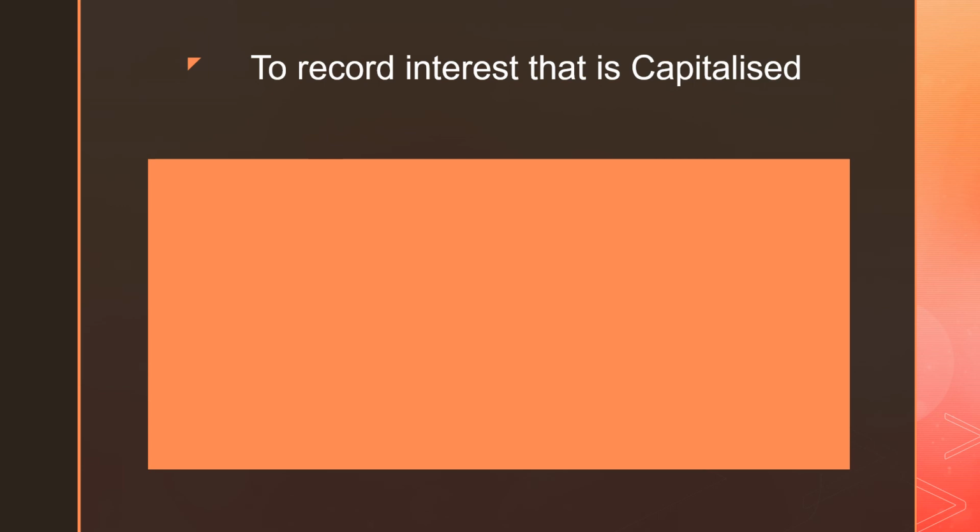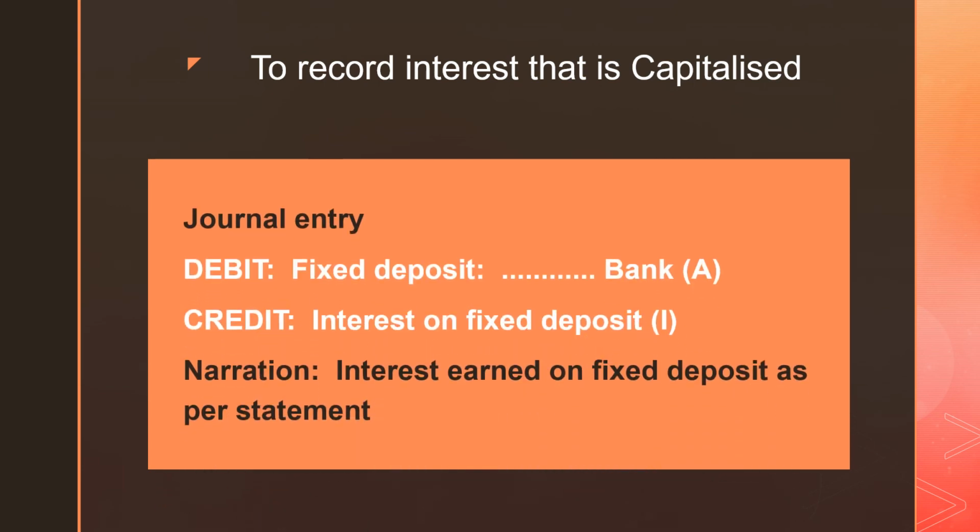To record this, we debit the fixed deposit or the investment, and we credit the interest on fixed deposit. The narration would be called interest earned on fixed deposit as per the statement.